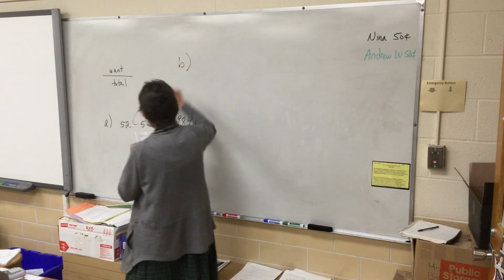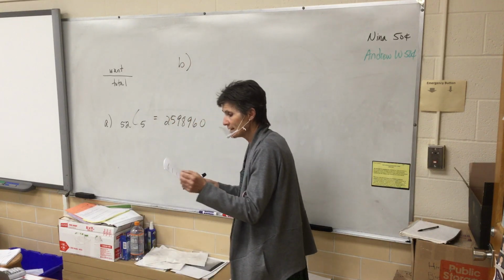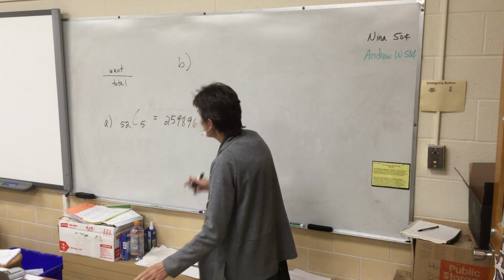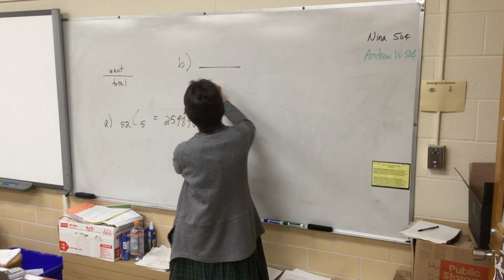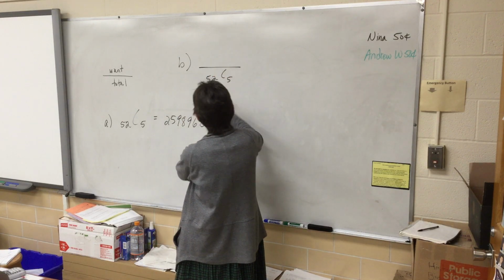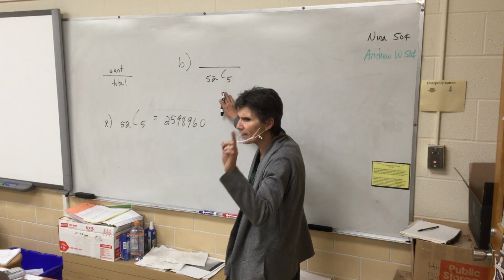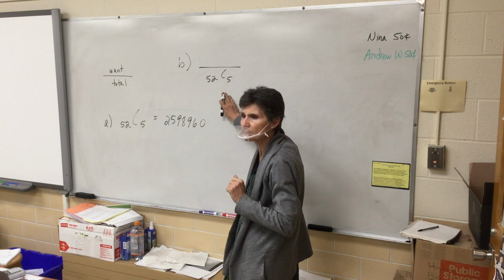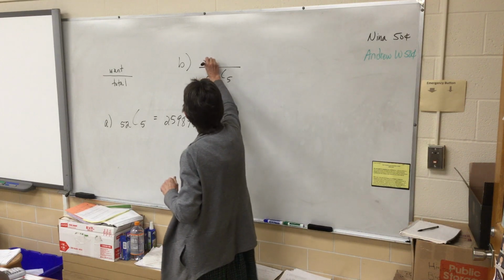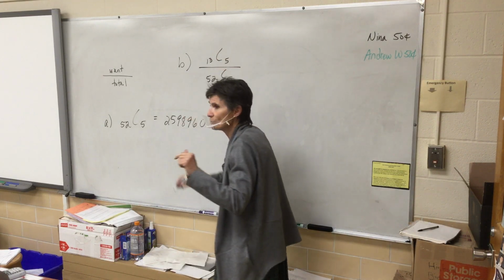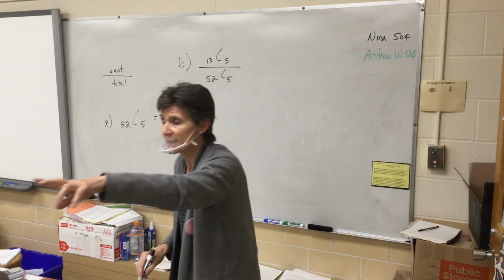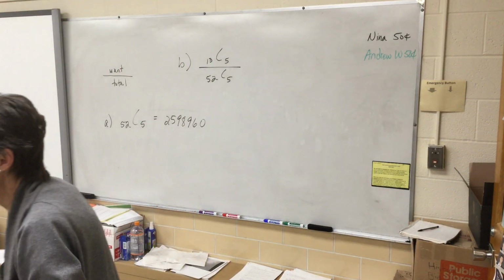Now what does B say? B says, I want to get all diamonds. So my denominator is still this number, 52C5. All the cards, pick 5. What's my numerator if I only want diamonds? 13C5. Why 13? Because as Caroline just said, there's 13 diamonds.